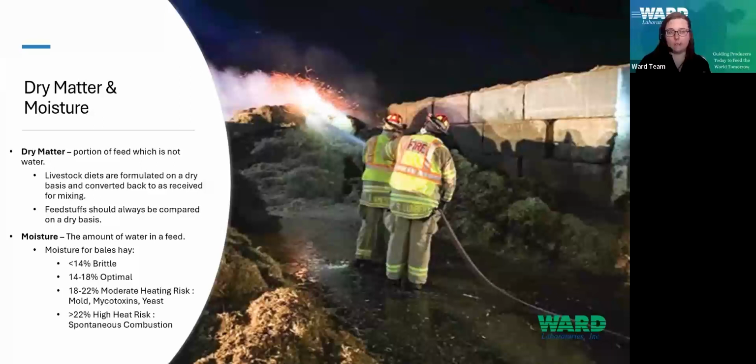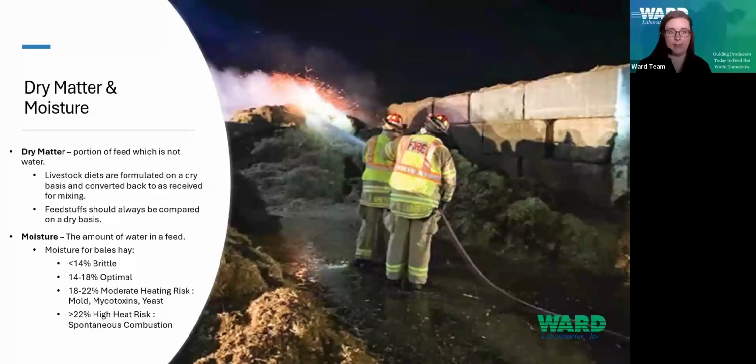Between 18 and 22%, spontaneous combustion isn't the biggest risk, but actually mold and mycotoxin issues can occur because it's the right conditions for those microbes to grow and produce those toxins or reproduce themselves. So that's what we need to be concerned about with those. And then 14 to 18% is the optimal range we want to see for hay bales. Of course, we can go into more specifics for round bales versus square bales. And then everything below 14% is considered brittle.